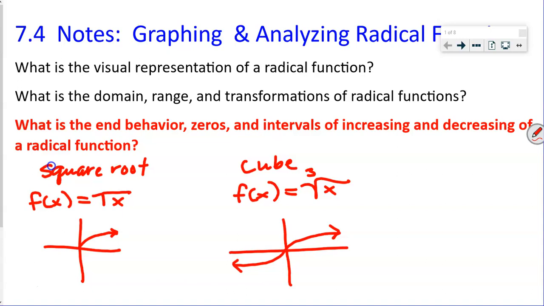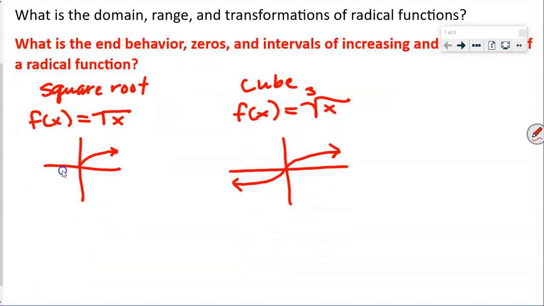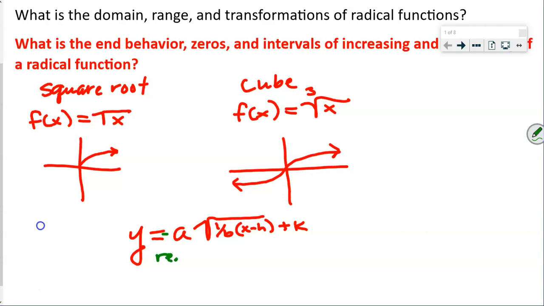So the other day, when we talked about the transformations to the parent graph, we said y is equal to a, and then we take a root, could be a square root or a cube root. We do 1 over b, and then x minus h underneath the radical, and then plus k. So if you recall, we said if a is negative, so if I were to put this negative out in front of here, that means it would be a reflection over the x-axis.